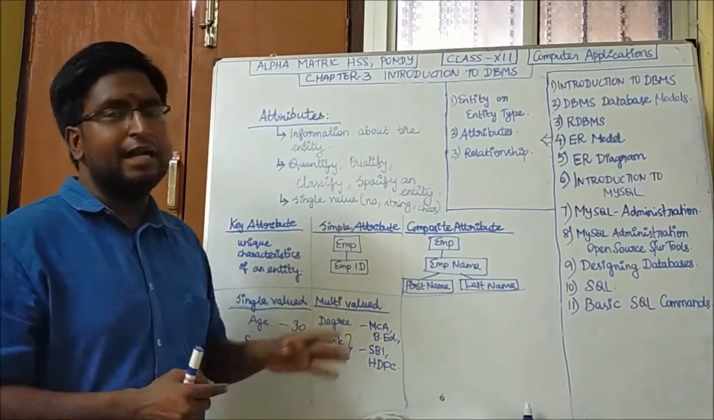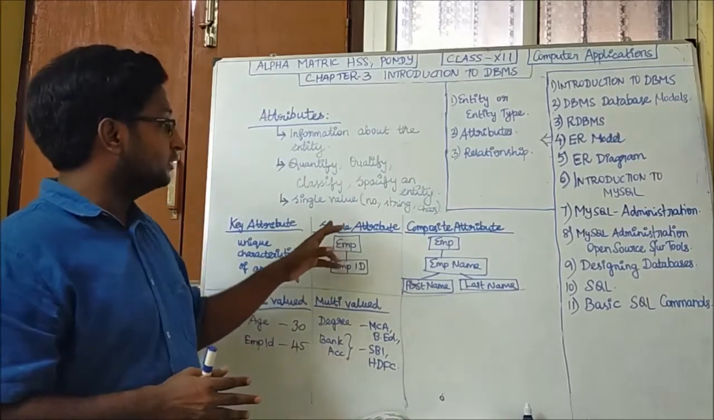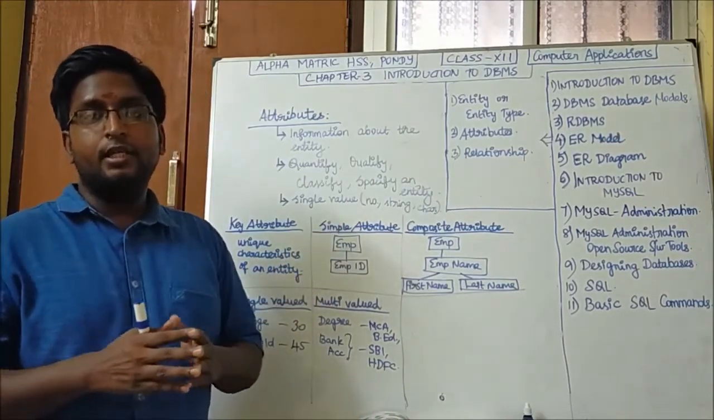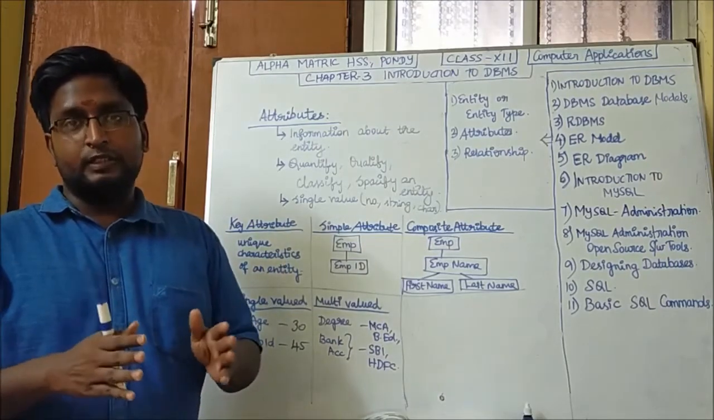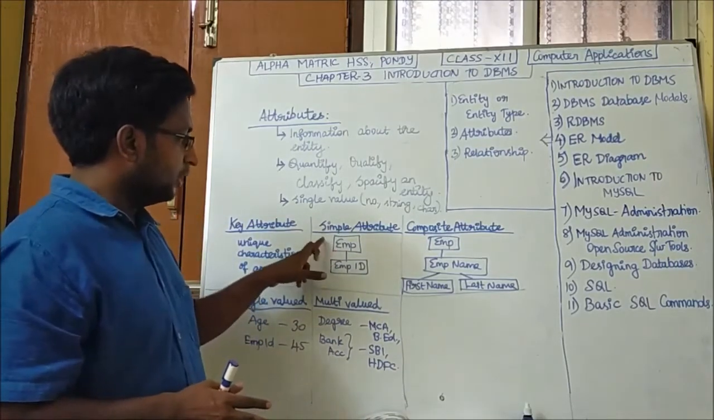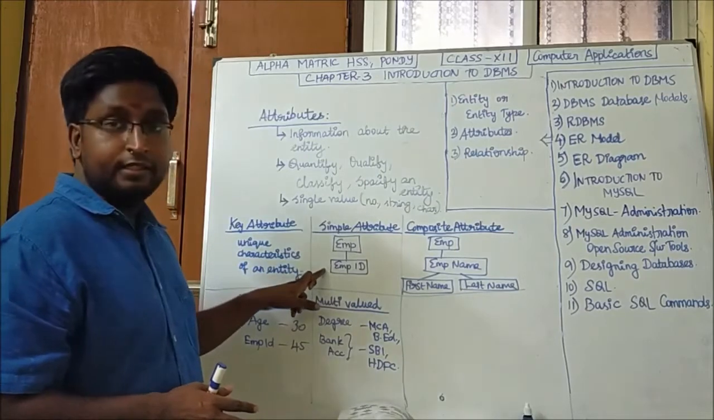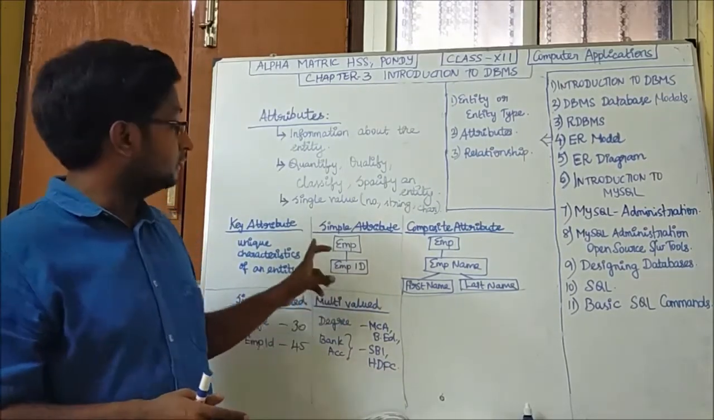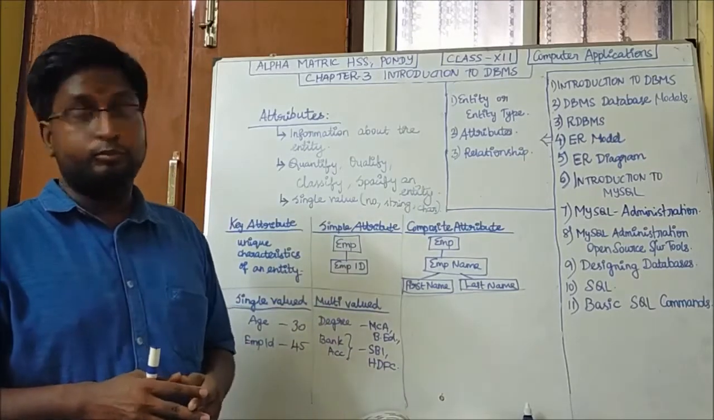The next one is a simple attribute. A simple attribute is one that cannot be separated further. So the employee has an attribute employee ID which cannot be further separated. So that is called a simple attribute.